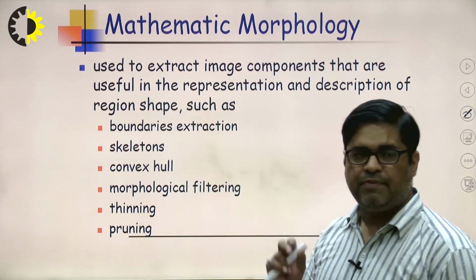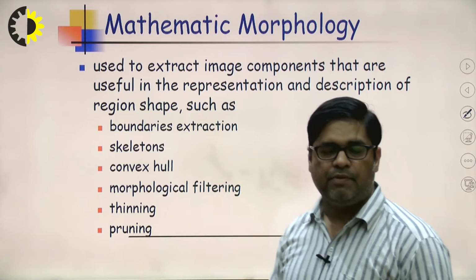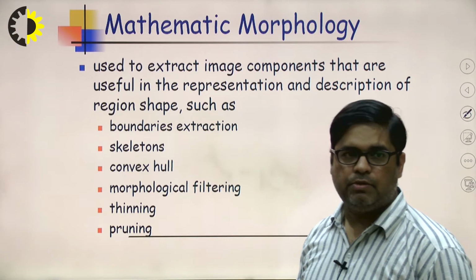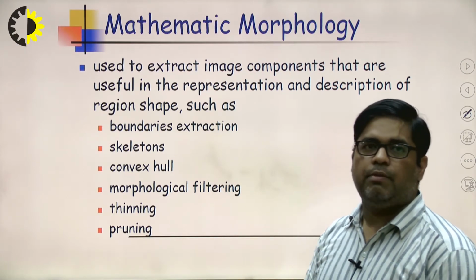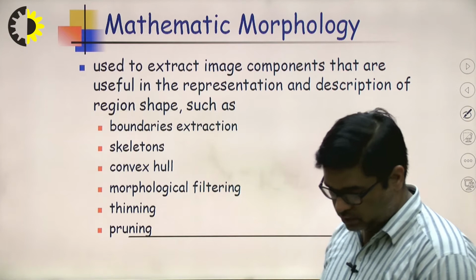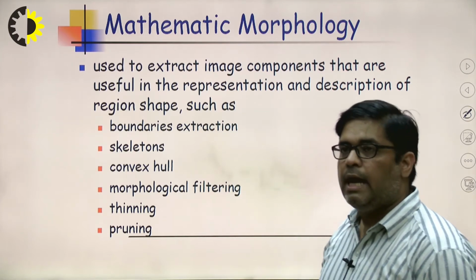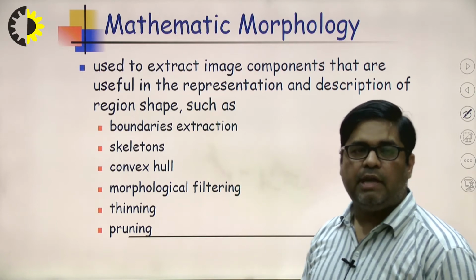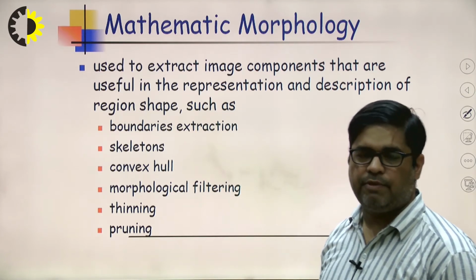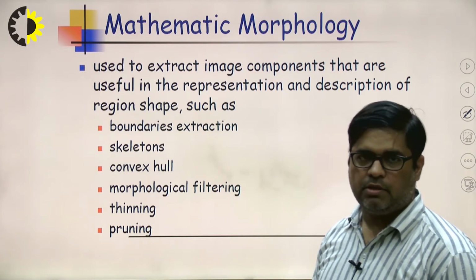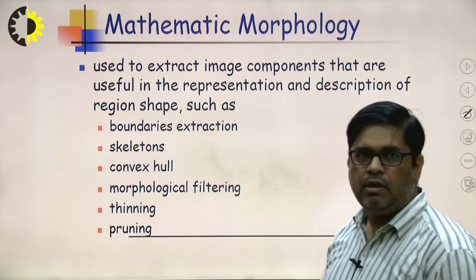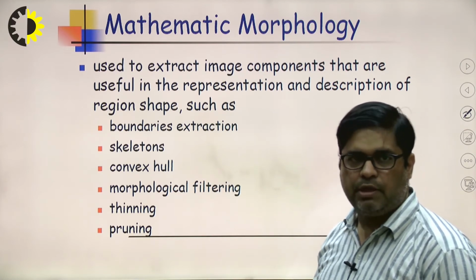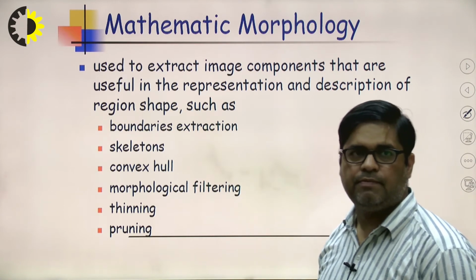Thinning is nothing but removing the extra part from the images, and pruning is removing the distorted portion by using thinning. So in morphological image processing, generally we are enhancing the image by improving the damaged part of the image. There are a number of ways by which we can improve the damaged image in terms of shape, in terms of boundary, in terms of distortion inside the image.